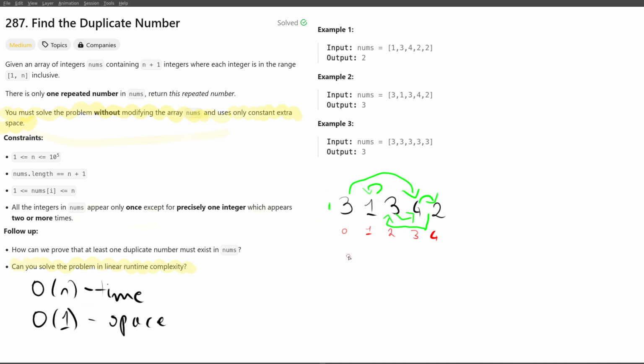To make it more clear, perhaps, we can rewrite it like so. Red 0 points to red 3. Red 3 points to red 4. Red 4 points to red 2. Red 2 points to red 3. And we also have red 1 pointing to itself.